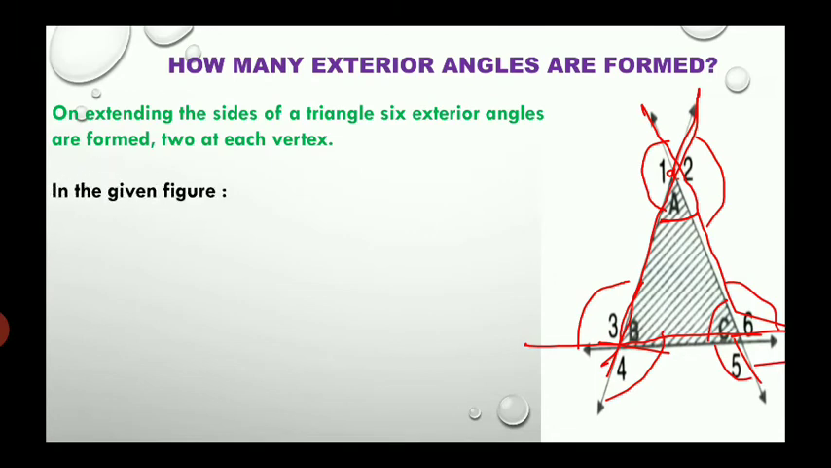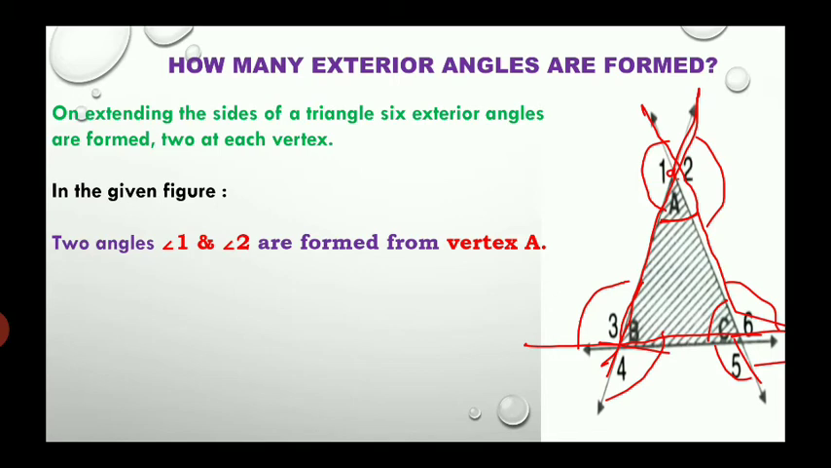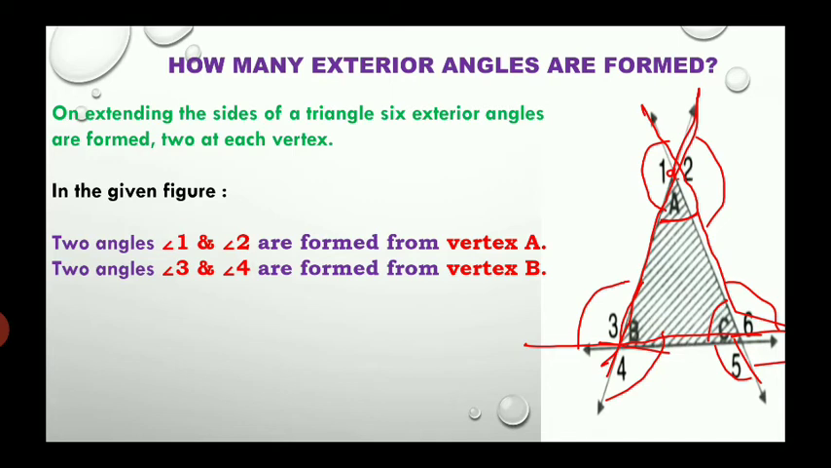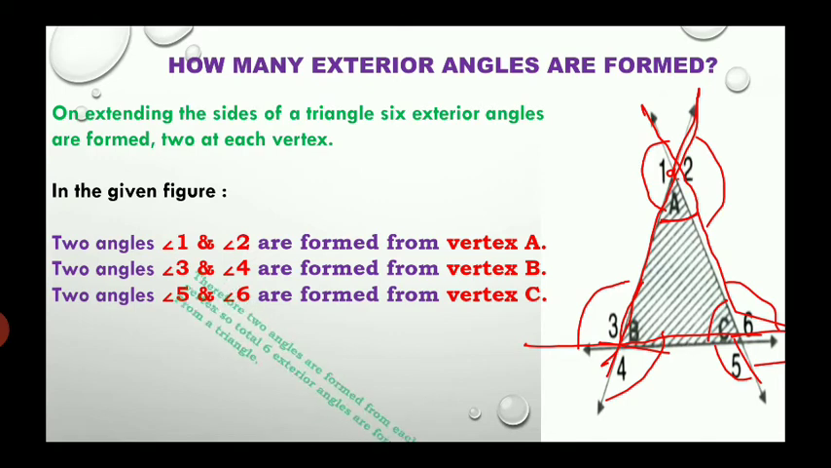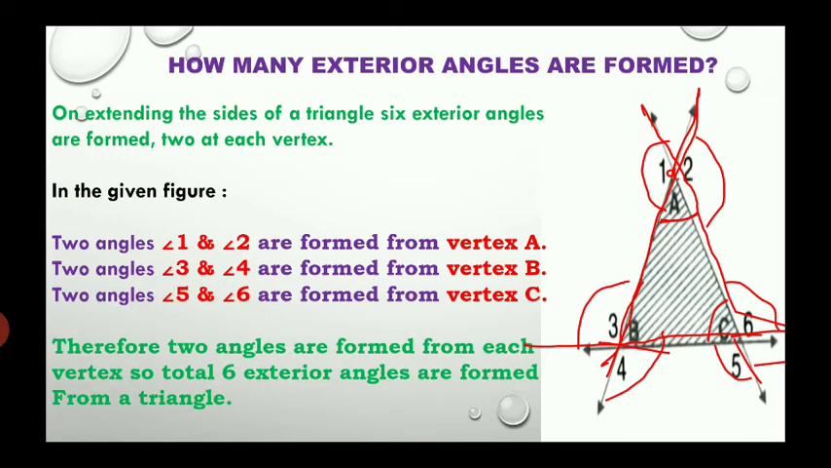So in the given figure, the 2 angles 1 and 2 are formed from vertex A. The 2 angles 3 and 4 are formed from vertex B. The 2 angles 5 and 6 are formed from vertex C. Therefore, 2 angles are formed from each vertex. So a total of 6 exterior angles are formed from a triangle.